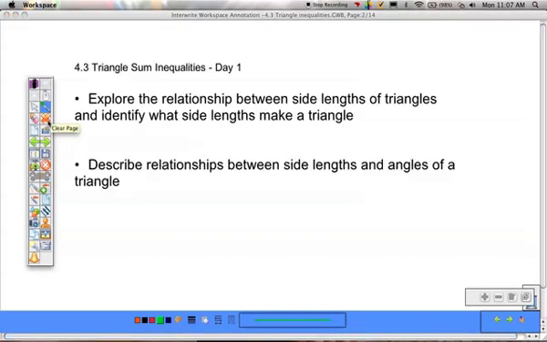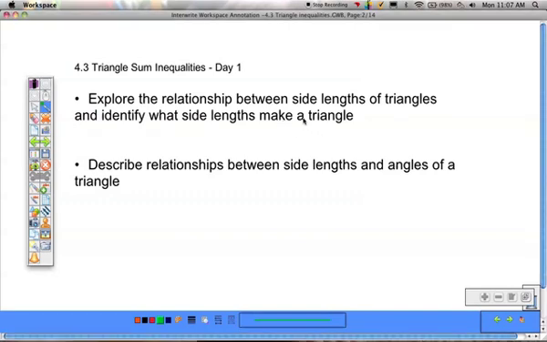In class, we're going to do the triangle sum inequality. We're going to explore the relationship between side lengths of triangles and identify what side lengths can actually form a triangle, because some don't work. And we're going to describe relationships between side lengths and angles of a triangle.